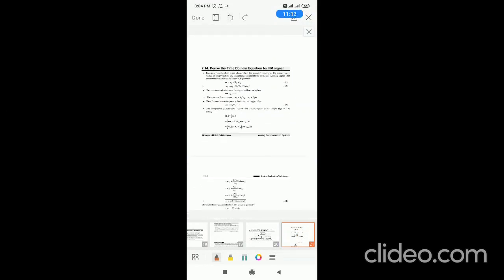In general, delta omega is 2 pi delta f. So delta omega by omega m becomes 2 pi delta f by 2 pi fm, giving omega c t plus mf sin omega m t, where mf is the modulation index of your FM signal. The 2 pi will be cancelled, and delta f by fm will remain. Delta f by fm indicates the modulation index of FM.